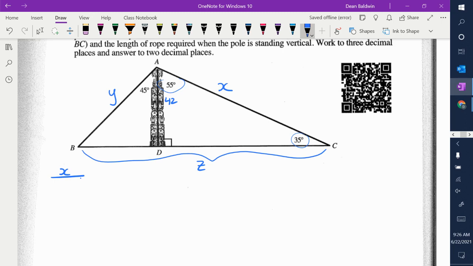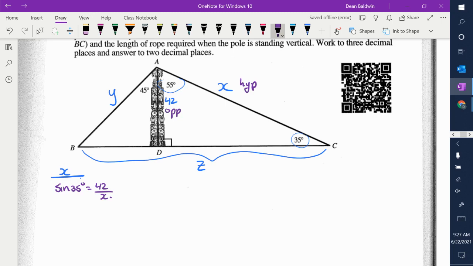Okay, so if we go stand at 35, this is my opposite, and this is my hypotenuse. What involves opposite and hypotenuse? Sine. So it's sine of 35 equals the opposite, which is 42, over x.